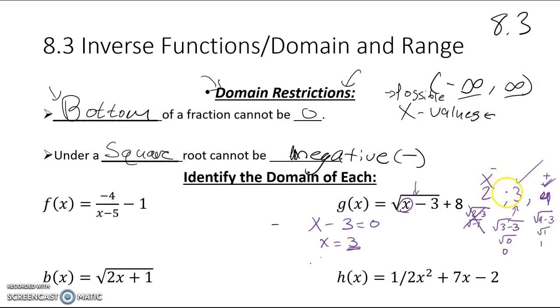So what this tells me here is that I can't plug in any numbers that are less than 3. I can plug in 3 itself, and 4, and numbers that are bigger than 3. So a couple ways we could write that out. I'll write that over here.